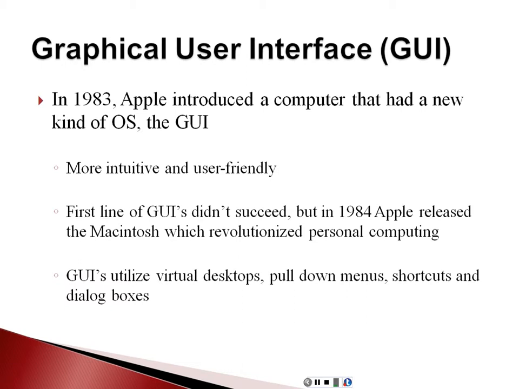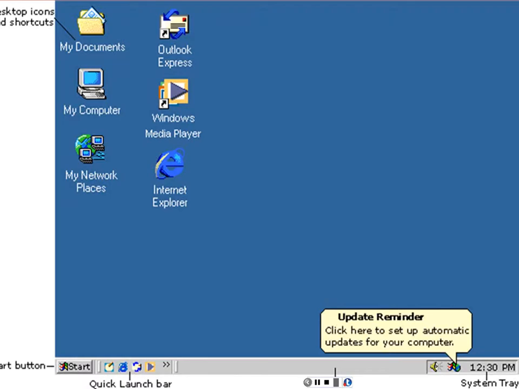Now the GUI has the virtual desktop, the pull-down menus, the shortcuts, the dialog boxes, and that's what makes it more intuitive and user-friendly, that you can guess basically what's going to happen by looking at the icon. And I think I've mentioned this before, if you see a garbage can, then you know that if you put something in there, you're going to delete it or get rid of it. And even the little folders, if you want to open a document, you click on the little open folder. And so that's why it was more intuitive and user-friendly.